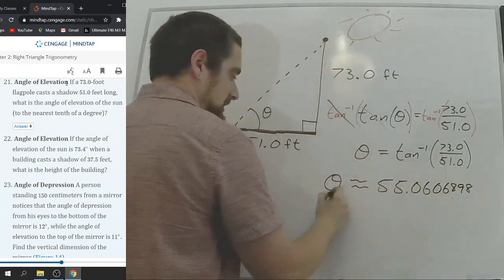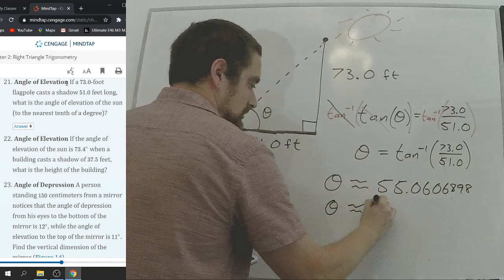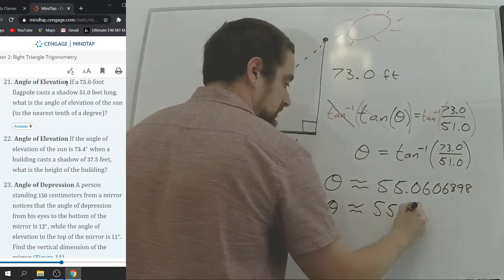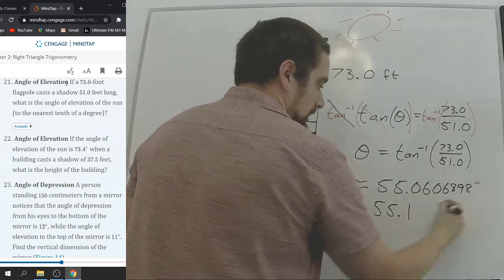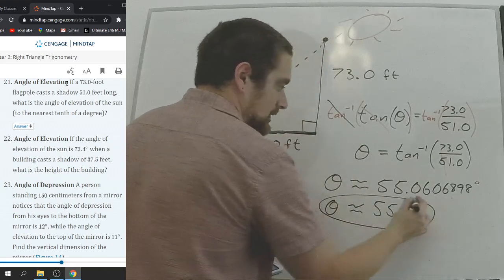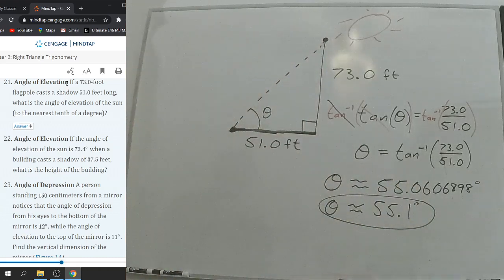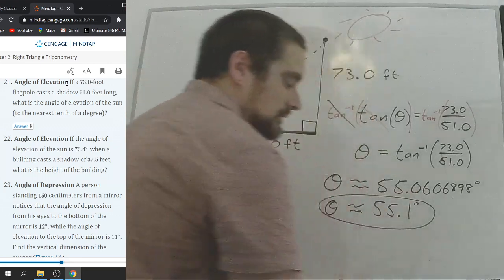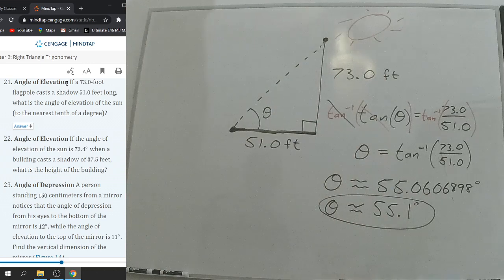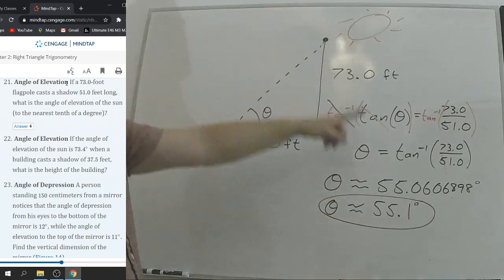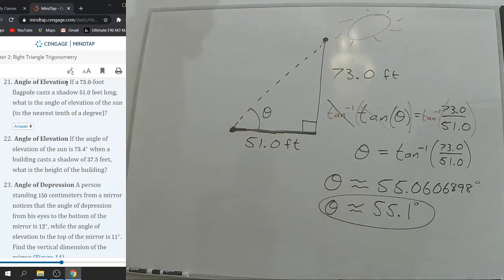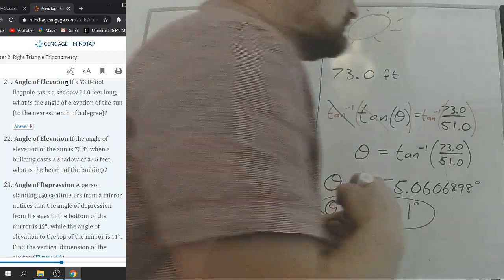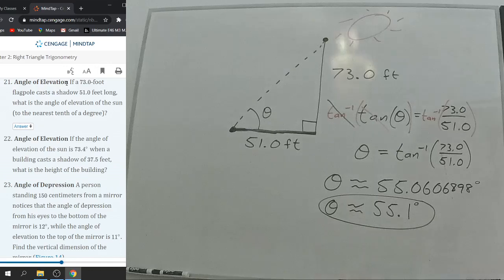55.0606898. We're not keeping all that because it said to approximate to the nearest tenth of a degree. So when I look at these degrees, I look one to the right of the tenths place, which is a 6. That's 5 or higher, so I move over and raise that 0 to a 1, and I'll say that the angle of elevation from the horizontal up to the sun is approximately 55.1 degrees. Again, seems reasonable.